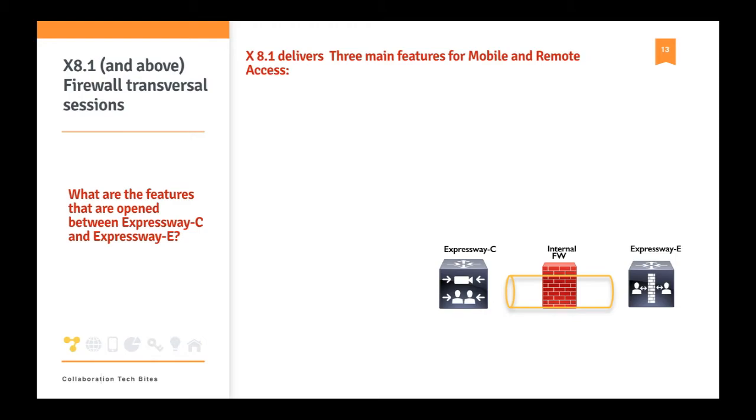Now, Cisco Expressway started from 8.1 and above, especially 8.5 and above, introducing three main features for mobile and remote access. Those main features are tunneled between Expressway C and Expressway E. First feature, XCP router for XMPP traffic. We're talking about IM and presence traffic, or enablement service, tunneled through the internal firewall and open between Expressway C and Expressway E.